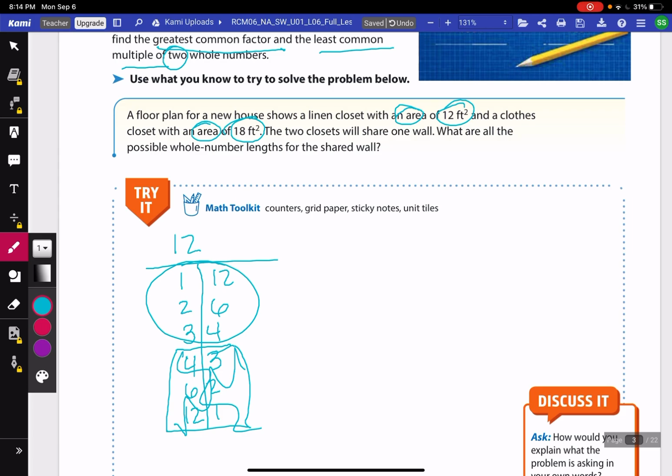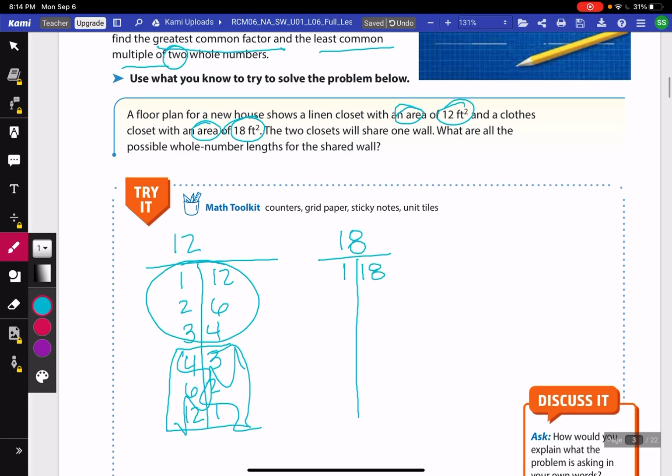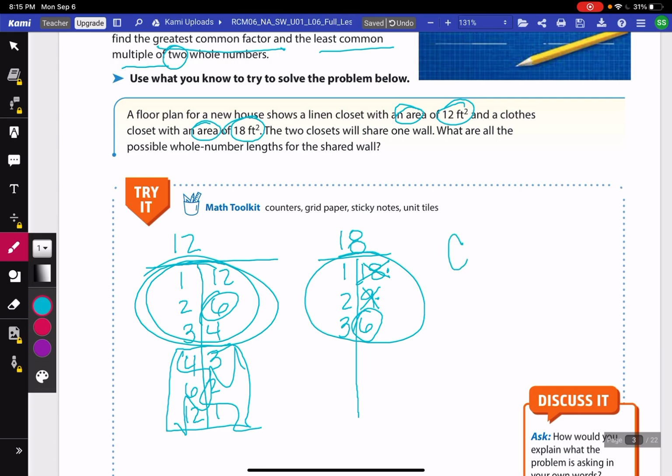All right, what about all of our factors, or all of our ways to make 18? Well, the easiest one, 1 by 18, 2 by 9, or 9 by 2. We could also say 3 by 6 or 6 by 3. Now, looking at this section and this section, what is the greatest number that they have in common? Do we have an 18 in common? No. Do we have a 9 in common? No. Do we have a 6 in common? Yes. So our greatest common factor would be 6.